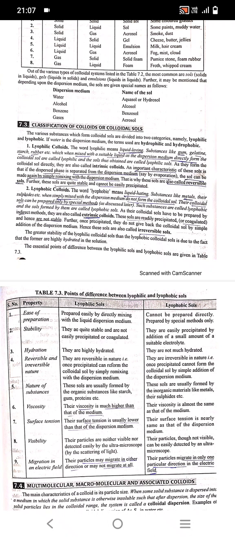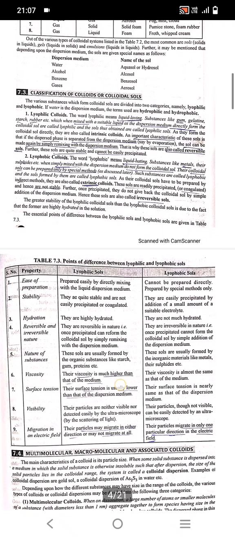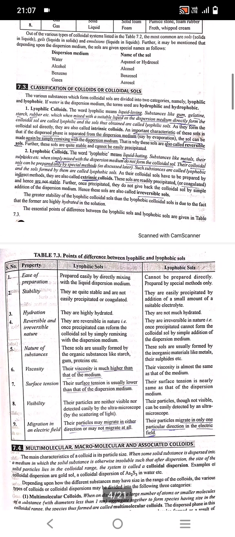Substances like gum, gelatin, starch, rubber, etc., which when mixed with a suitable liquid as the dispersion medium directly form the colloidal sol, are called lyophilic, and the sols thus obtained are called lyosols. As they form colloidal sols directly, they are also called intrinsic colloids. An important characteristic of the sol is that the dispersed phase is separate from the dispersion medium. The sol can be made again by simple remixing with the dispersion medium. That is why these sols are also called reversible sols. These sols are quite stable and cannot be easily precipitated.